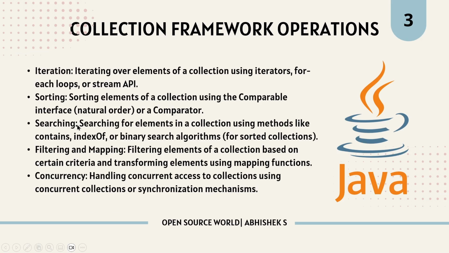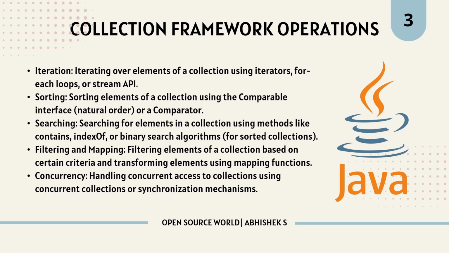Coming to the framework operations, they are iterations. We can loop through all the collection interfaces and classes and get the values being stored inside them. And sorting, as I told, we can sort the elements based on the already implemented classes present there, and also methods which we will be using shortly. For searching, we can also search for the elements present in particular collections. And filtering and mapping, we can filter the data.